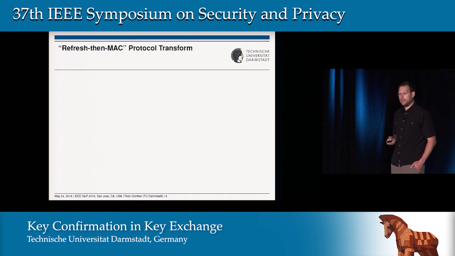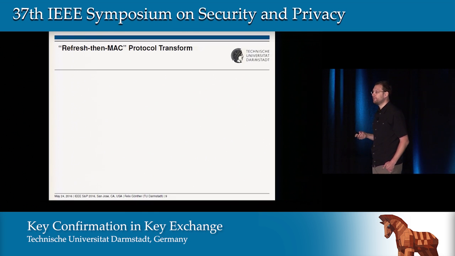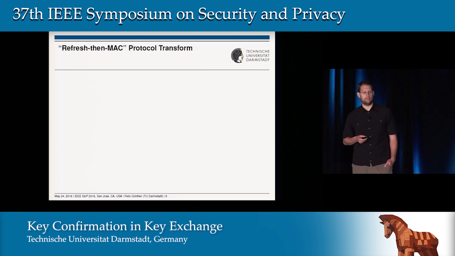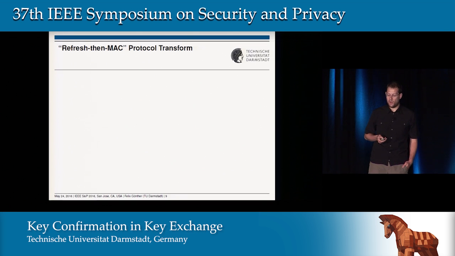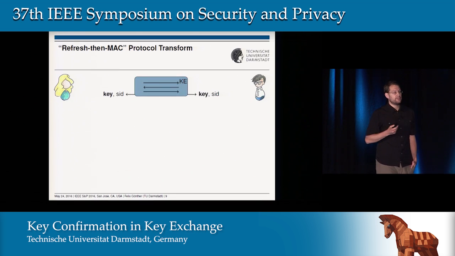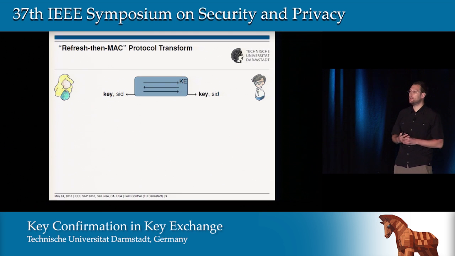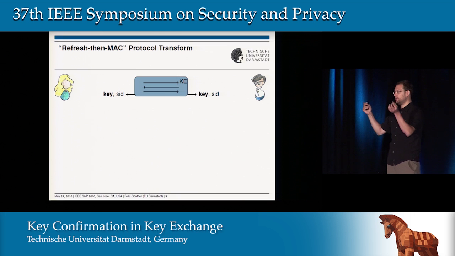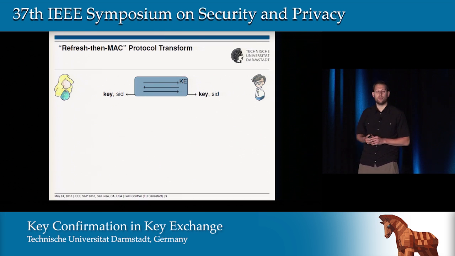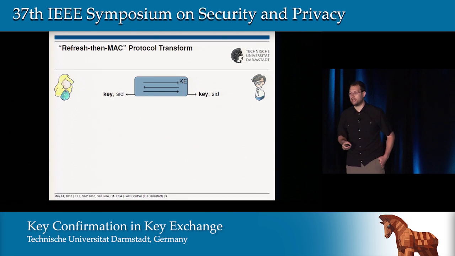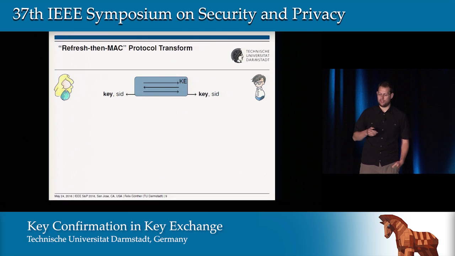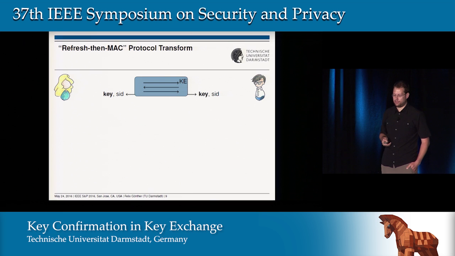I want to first look into this protocol transform, which is supposed to add key confirmation to some arbitrary protocol. So we start from a key exchange protocol, which is complete in its sense. It outputs a key and some session identifier, which is basically a notion that makes you formally link these two sides together as talking in the same communication. You might think of it being, for example, the transcript of all messages exchanged.